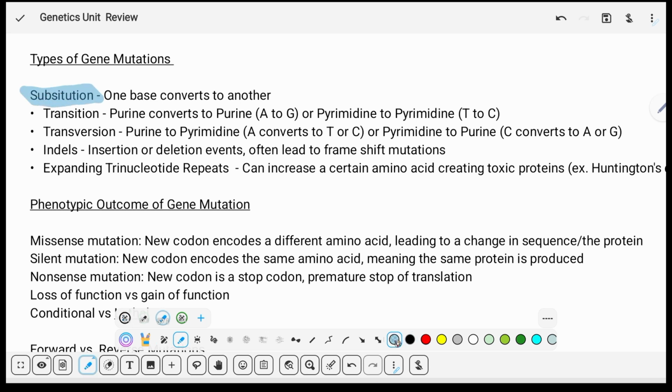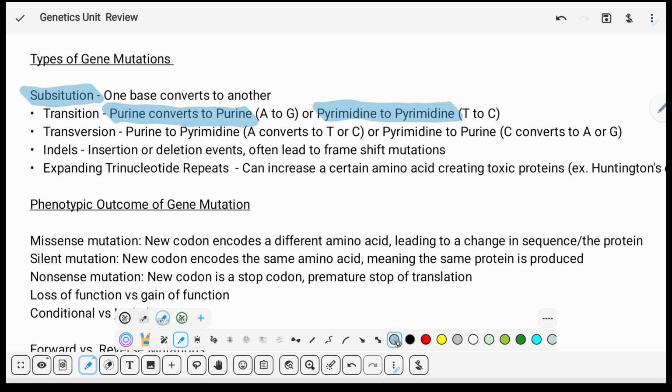So, types of gene mutation: we have substitution, and that is one base converts to another. It's pretty simple. However, we have a bunch of other types of substitution. We have transition, which is purine converts to a purine, so A to G, or pyrimidine converts to a pyrimidine, so T to C, or vice versa. Basically, transition ones are like goes to like. There's transversion, and that's purine to pyrimidine, or pyrimidine to purine. So that's like to unlike. So transition, like to like; transversion, like to unlike.